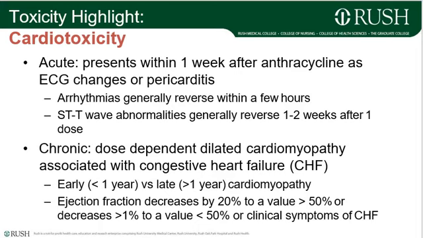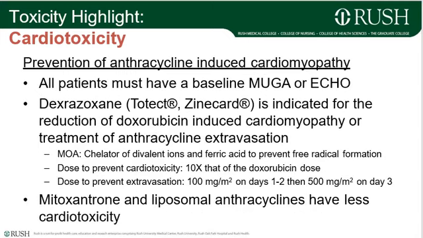The chronic toxicity profile is a little bit different. We can see dilated cardiomyopathies with the production of congestive heart failure. This may be with a reduction in ejection fraction, as shown below. It can occur less than a year or after a year from the last dose of the anthracycline antibiotic. The ejection fraction might decrease by 20 to 50%. And then, of course, the patients would have symptoms of congestive heart failure.